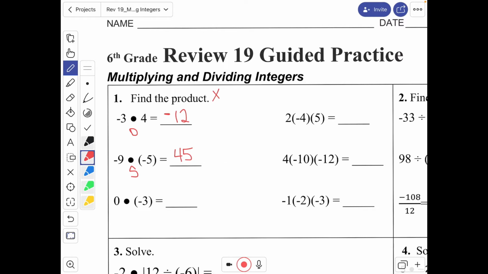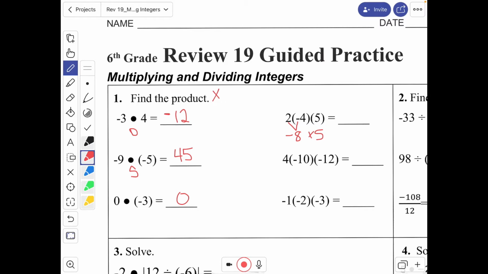The next one is 0 times -3. Now 0 is special. He's not negative or positive. So 0 times anything is just 0. Which is not positive or negative, it's just 0. The next one is 2 times -4, which would be -8.